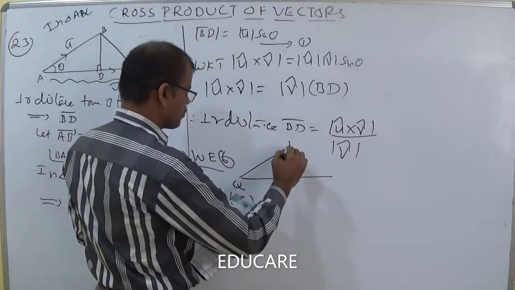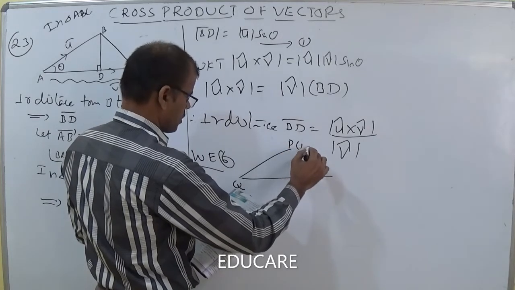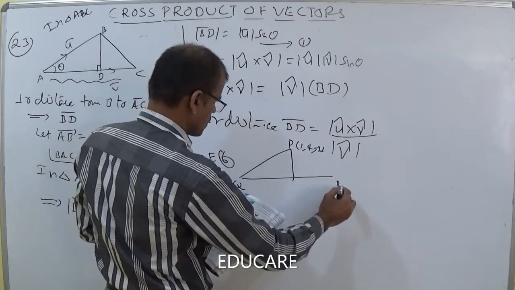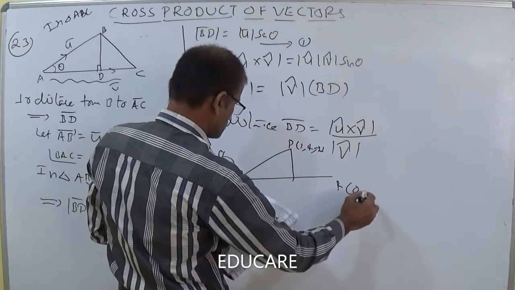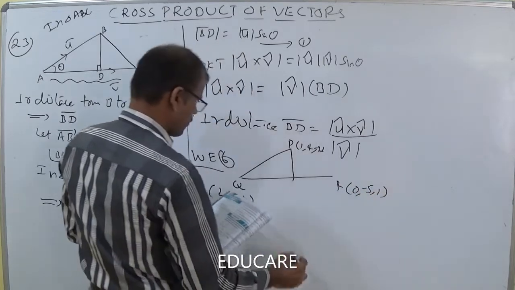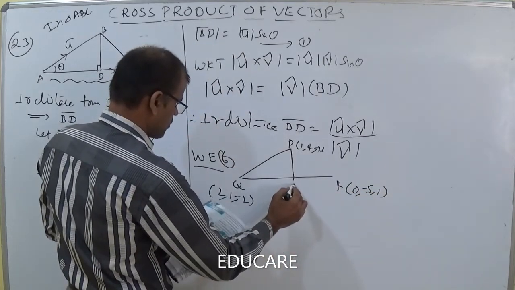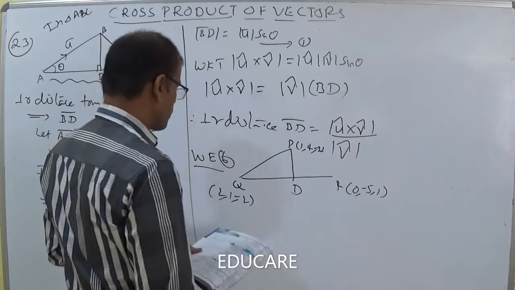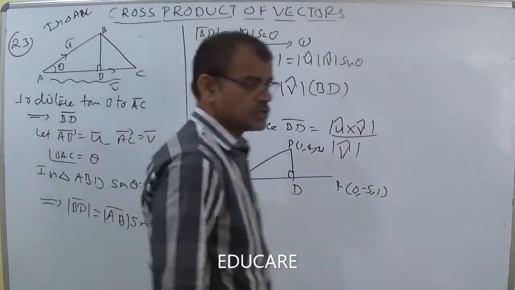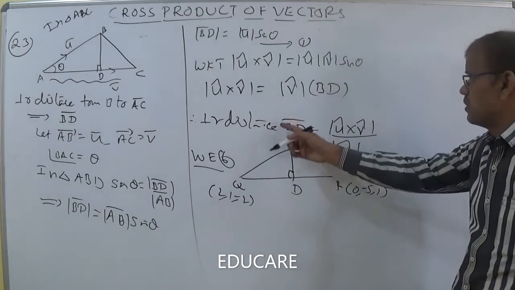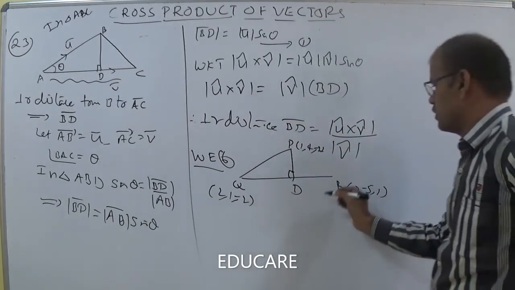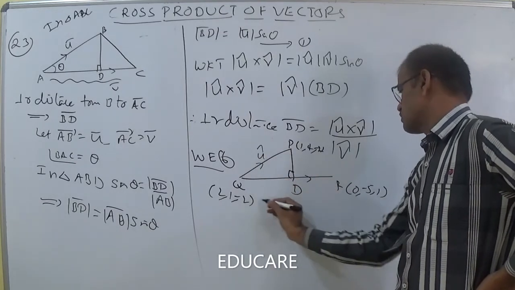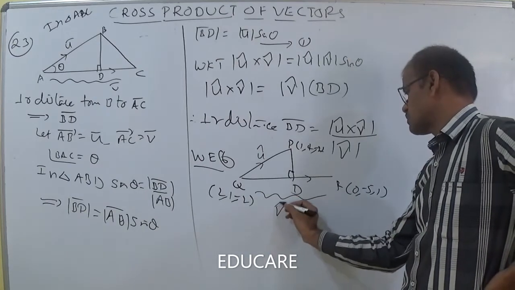the perpendicular distance from P, which is (1, 4, -2), to the line QR, where R is given as (0, -5, 1). You should calculate this perpendicular distance, let it be d, using the formula mod u cross v by mod v. What is u? QP is u. What is v? QR is v.